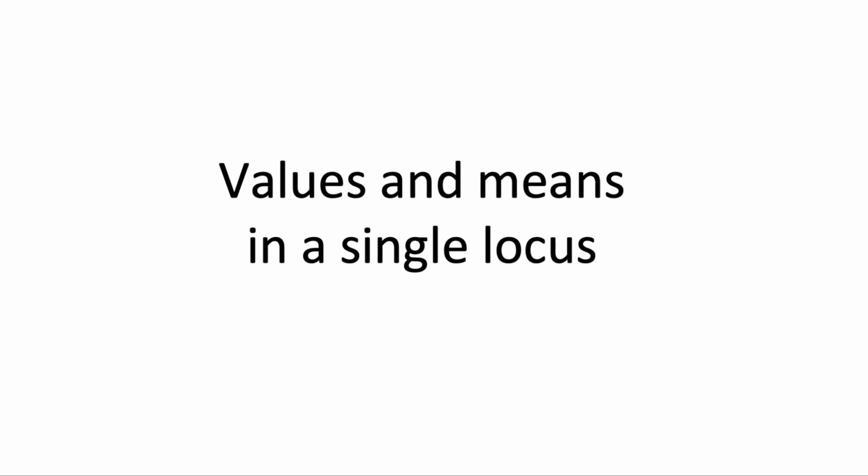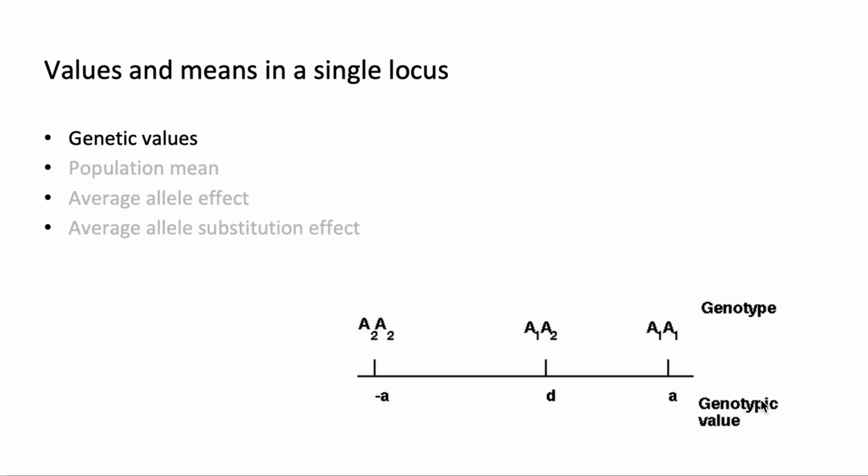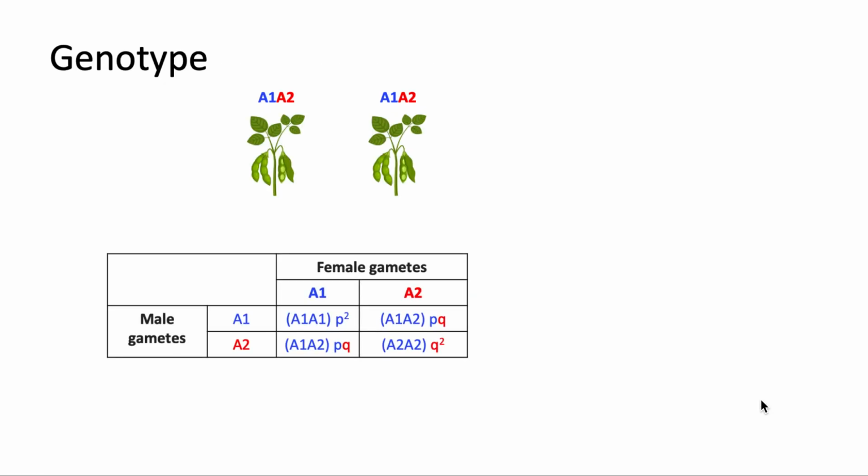We're going to talk about values and means in the population under a single locus model. We are going to start with the genetic values. Then we're going to use those genetic values to estimate the population mean. And then we're going to talk about the average allele effects in the population and the average allele substitution effect in the population.